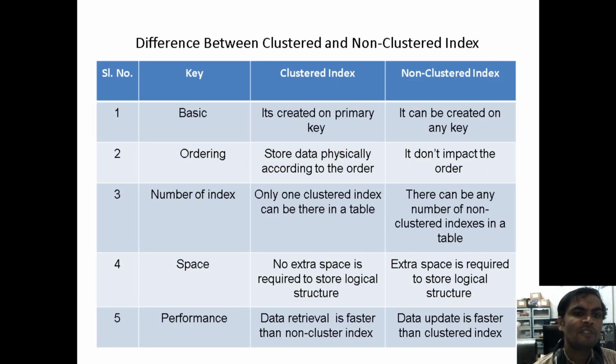Now what is the difference between the cluster and non-cluster indices? Under the cluster index, the basic key is created as a primary key. Under the non-cluster index, it is created as any key, with the help of a unique key constraint or not null constraint; any key we can use. For ordering, the cluster index stores the data physically according to the order.